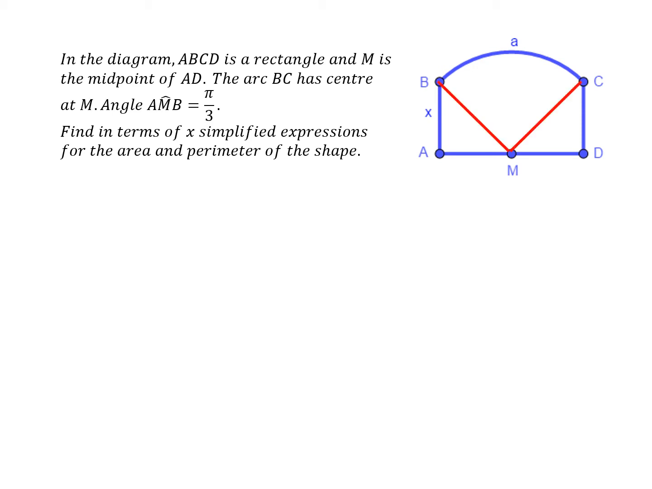And so I've got a sector and two triangles. I can use the fact that I know that AMB is pi over 3 here, and this is a right angle, and use trigonometry on the triangle ABM to find what the length AM is. So that's what AM is, and then we can use Pythagoras to find the length of BM.